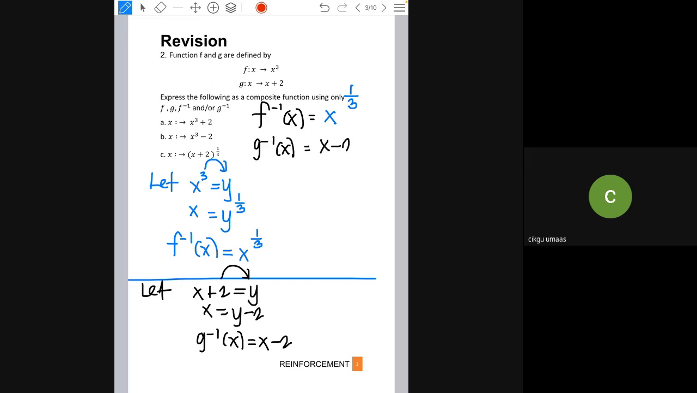You know why I ask you to find these two first before I start the solution? Because you can see very clearly, they already stated, use any one of these. Either use F, or use G, or use F inverse, or use G inverse to get the answer. So that is the reason why I do this. Check.